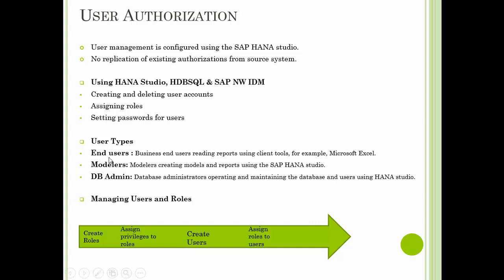And coming to user types, as I said, end users, modelers, DB admin. What are end users? End users are business end users reading reports using client tools, for example Microsoft Excel. Any end user who connects to the SAP HANA database for analytics and generation of reports. And modelers who create business models and reports using SAP HANA Studio, who use the modeling environment, the modeling perspective in SAP HANA Studio.